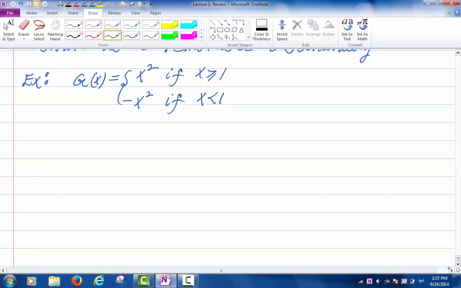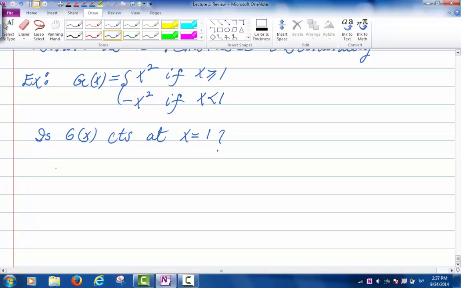So the only discontinuity for this function can happen at the breaking point 1. Okay? And so is this function continuous or discontinuous at 1? So is g of x continuous at x equals 1? How would I answer that?